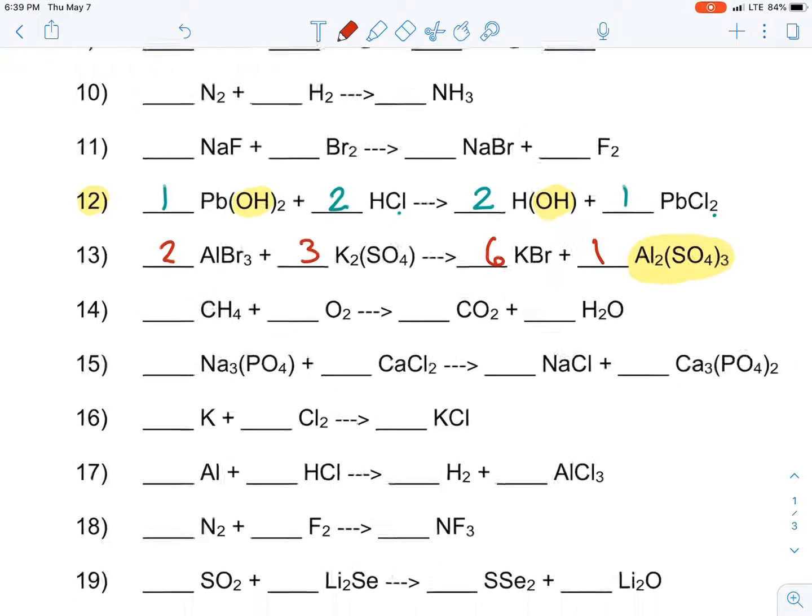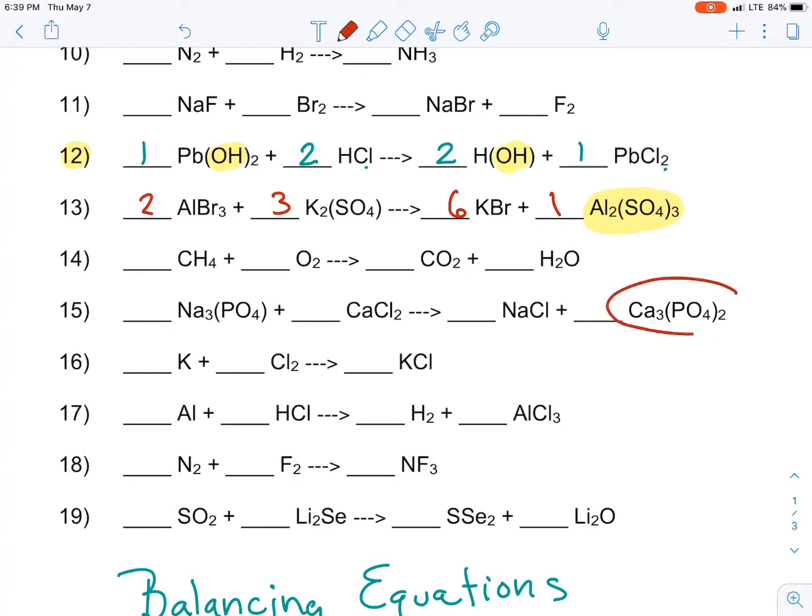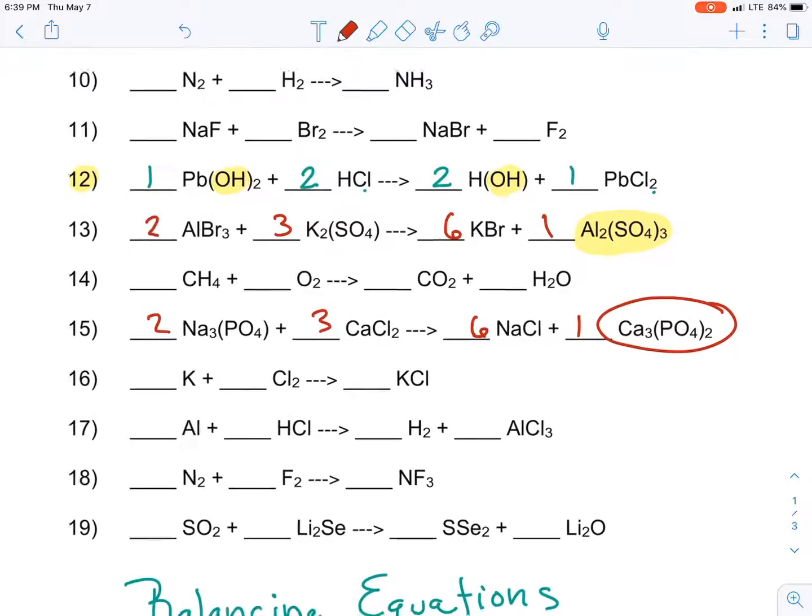Okay. Look at this obnoxious thing. All right, so we'll start with that. We have 3 Cas on this side, we have 3 on this side. That gives me 6 Cls, 6 Cls, 6 Nas, 2 times 3 is 6, 2 PO4s, 2 PO4s, and we're done.